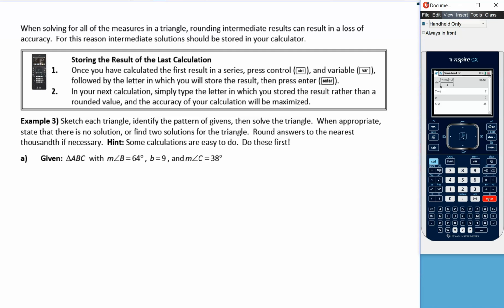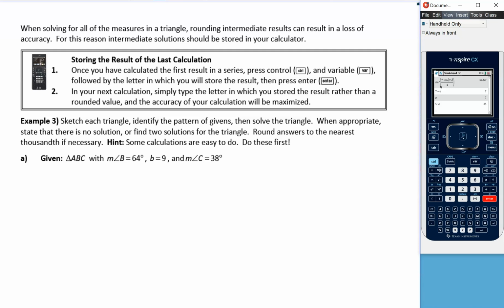All right, in example 3, we are going to sketch a triangle, identify the pattern of givens, and then solve the triangle. We can either state that there's no solution, find 1 solution, or find 2 solutions, depending upon the pattern of givens. We're going to round every answer to the nearest thousandth if necessary. And a hint, do the easiest calculations first. And you'll see what I mean in this first example.